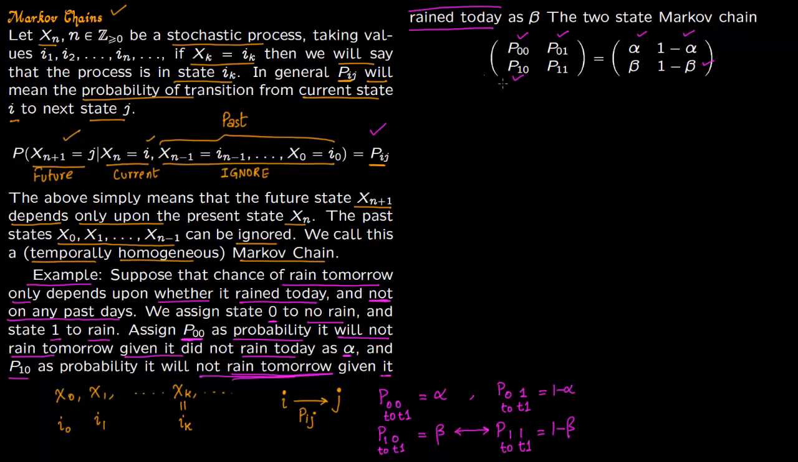Now from this single matrix like this, you can predict the weather n days ahead. This matrix is called a transition matrix.